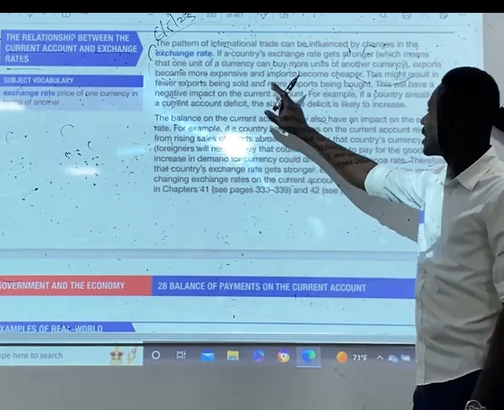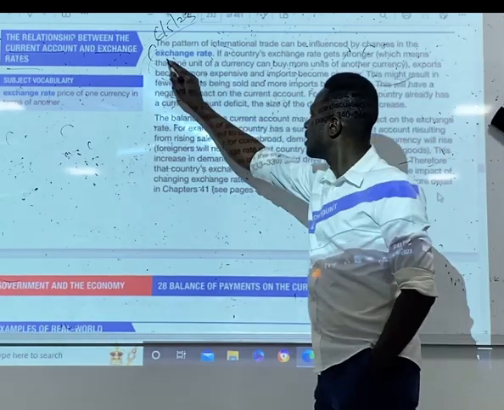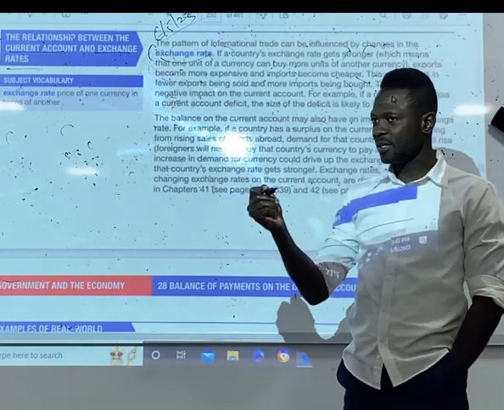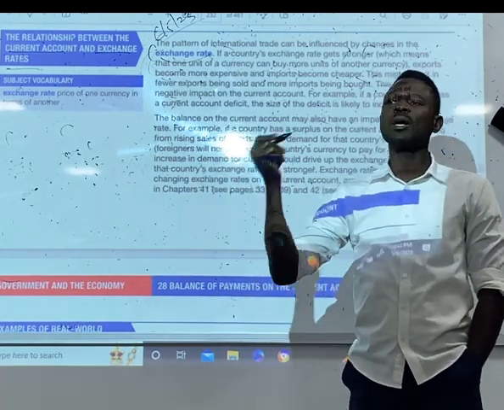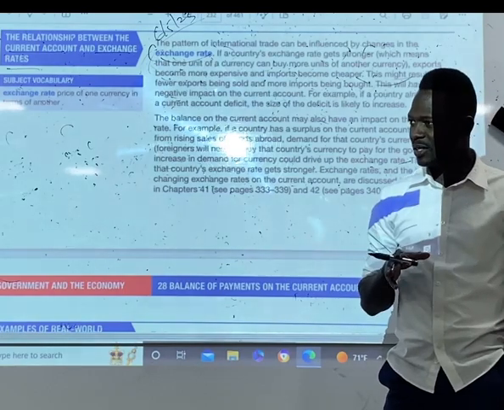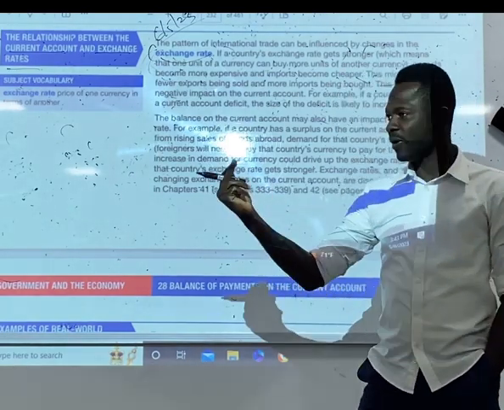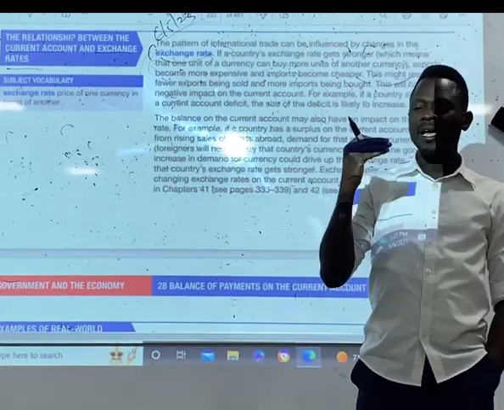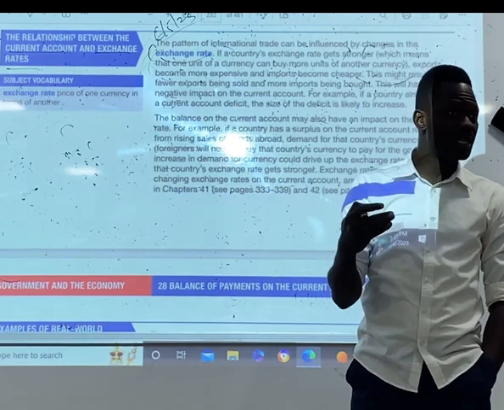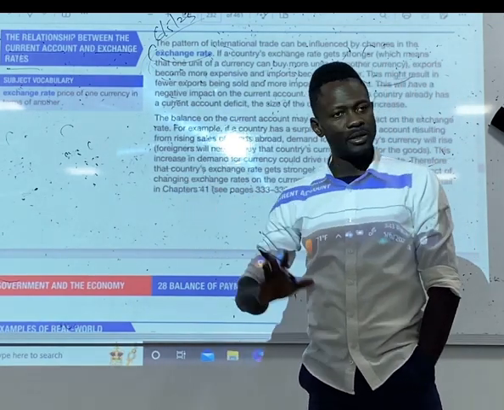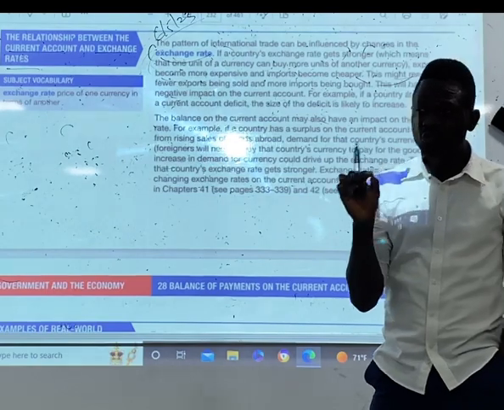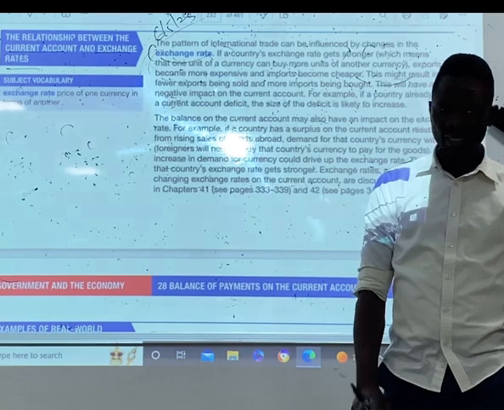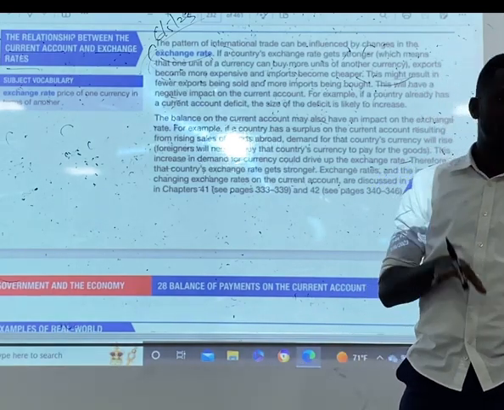So it said the pattern of international trade can be influenced by changes in the exchange rate. What is exchange rate? Exchange rate is the price of the currency in respect to other countries' currency. Do you get what the exchange rate is here? Yeah, the price. Exchange rate means the value of the dinars to the dollars. That's the exchange rate. Exchange rate is the value of a country's currency in respect to other currencies. That is what exchange rate is about.